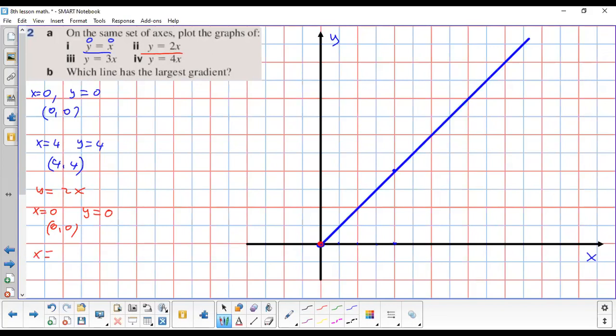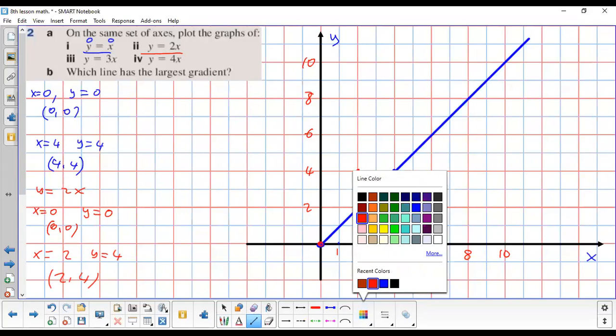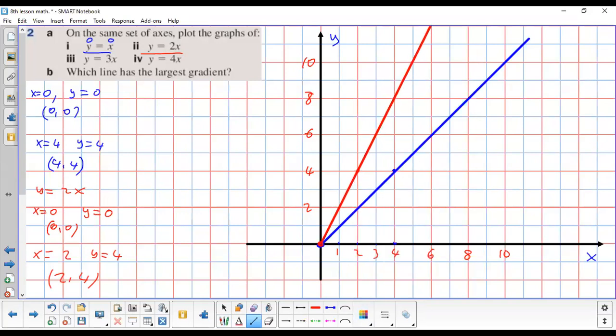Now let's take x equal to 2. For x equal to 2, you will find that y equals 2 times 2, which is 4. So we have (2, 4). It is the next point. 2, that's right here, and 1, 2, 3, 4, 6, 8, 10, and so on. From here, if I take 2, then the result is 4. Now, if I connect them, I will use red. This will be the other one.